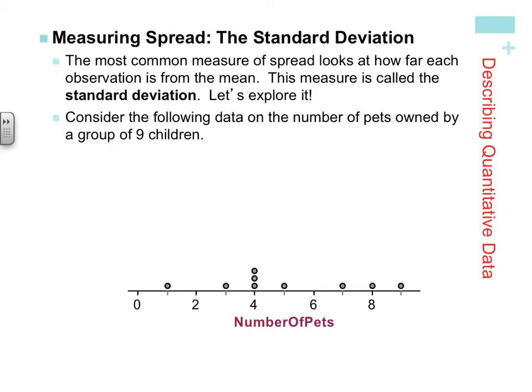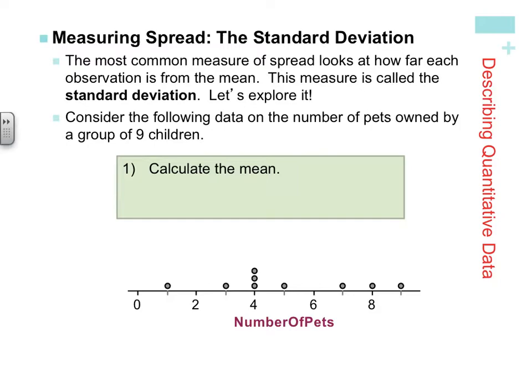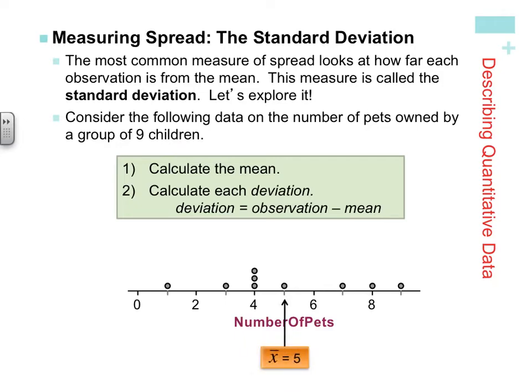So to find the standard deviation, the first thing that we should do is find the mean, okay? You can't find the distance from the mean unless you actually know what the mean is. After that, you're going to calculate each deviation, so each distance. So it's your observation minus the mean. So if you were talking about the number of pets being 1, and the mean number of pets in the group of 9 children was 5, then the deviation from the first observation would be -4, where the deviation from the observation of 8 pets would be 3.